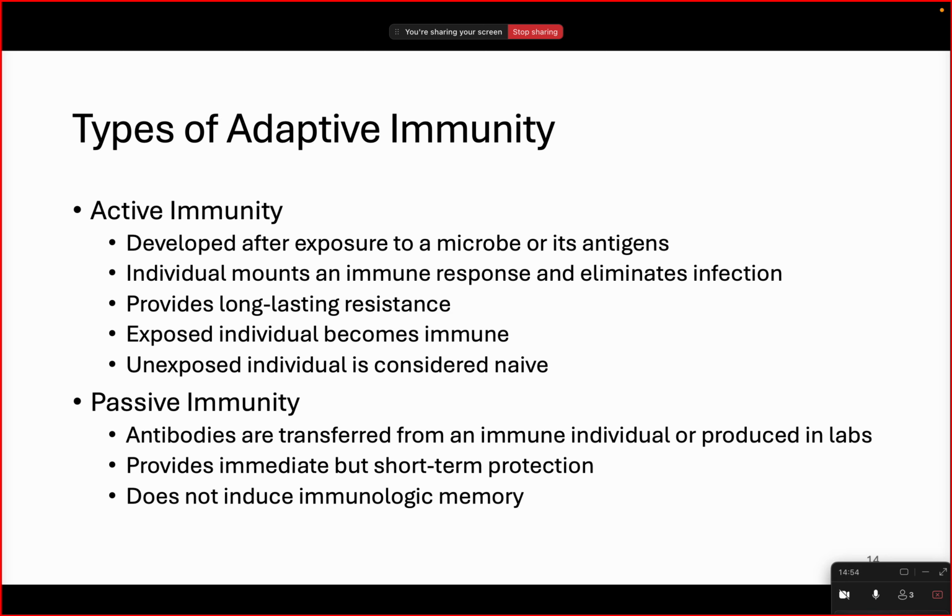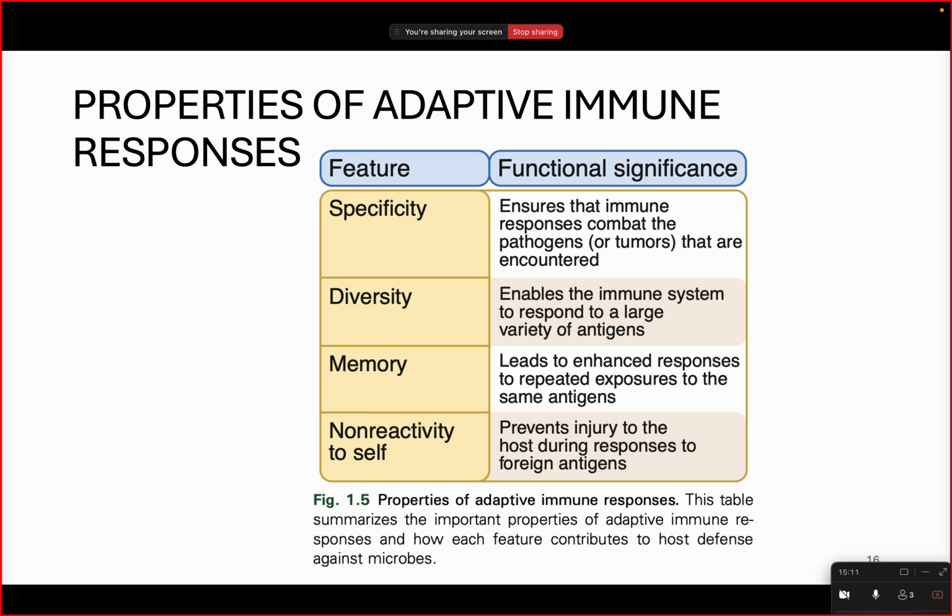Now if I take these antibodies and give them to another person whose body has not seen the microbe, the protein, or the part of the protein, this will be called passive immunity, right? If we look at the properties of adaptive immunity, it is highly specific, diversity is there, a major feature is the existence of memory, and then the best thing, non-reactivity to self.